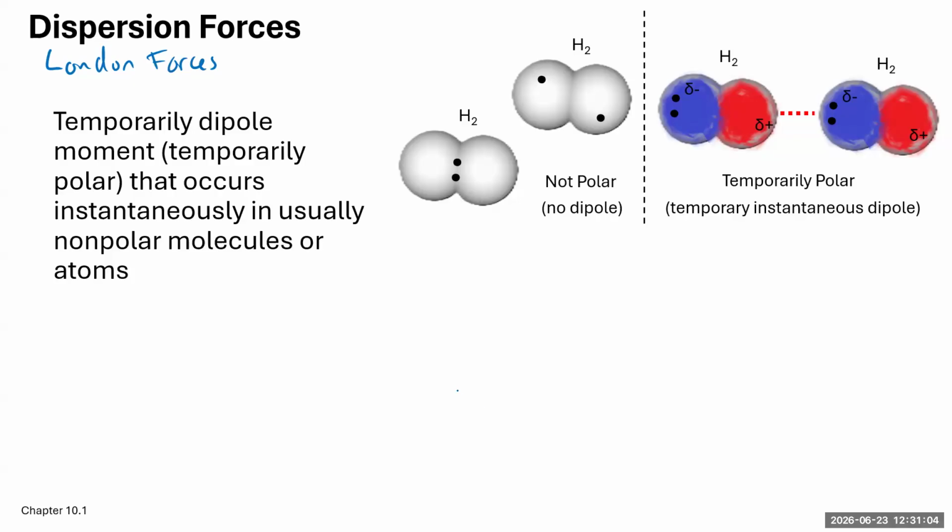Okay, let's look at, again, revisiting topic 4, hydrogen and hydrogen. There's no hydrogen that's stronger than the other. So the electrons kind of hover in the middle. So this is non-polar.